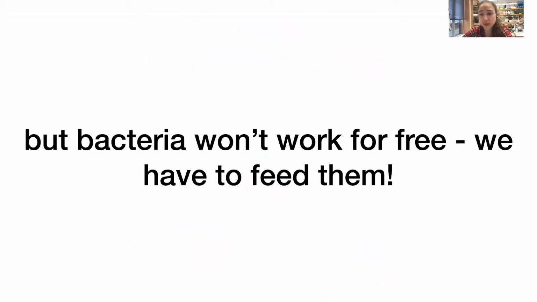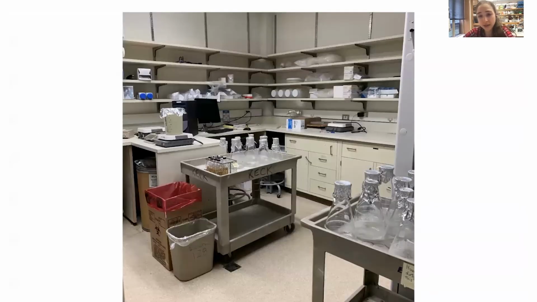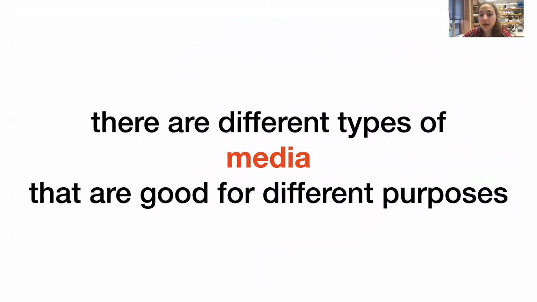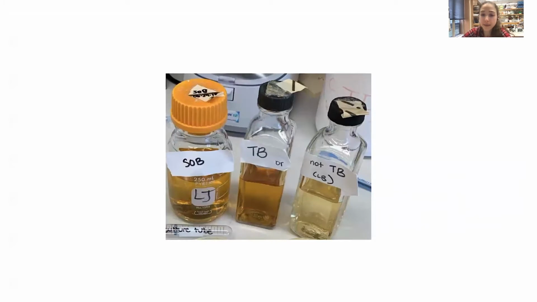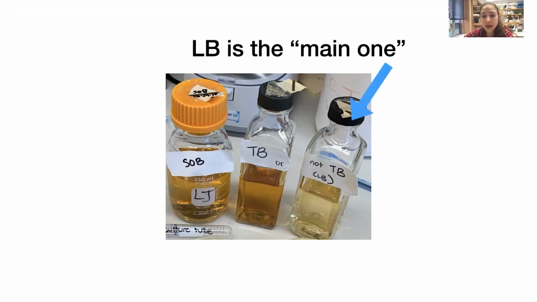But they don't do this work for free. We have to feed them. So this is our media making room where our amazing media maker, Adriana, makes the media for the bacteria, and the media is their food. There are different types of media, and they're good for different purposes. So for example, here's SOB, TB, and LB. We'll get more into what all of these are. The main one is LB, lysogeny broth. So this is the main one, and we'll talk about it in detail first.